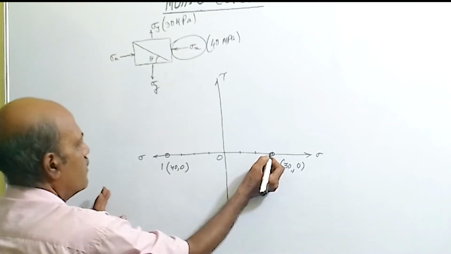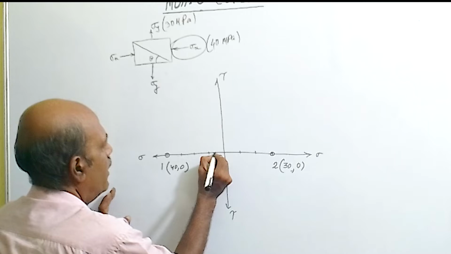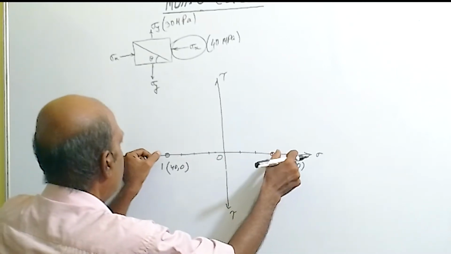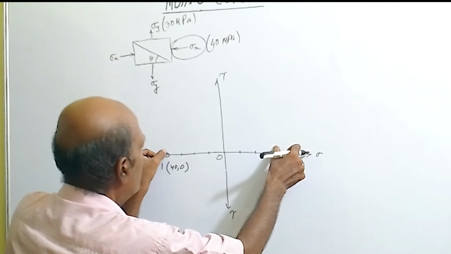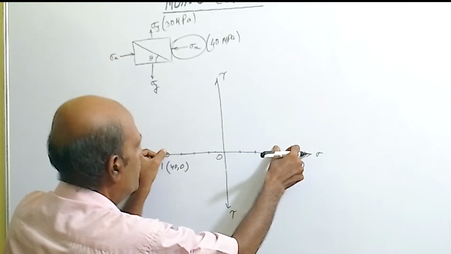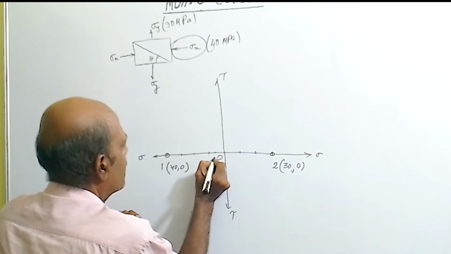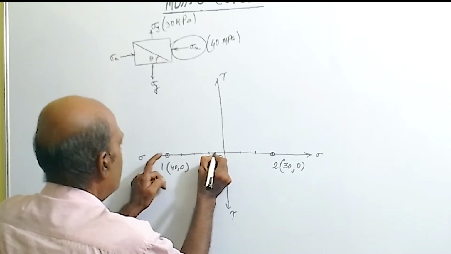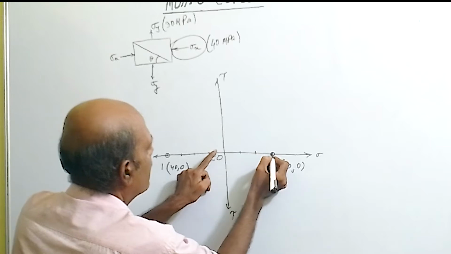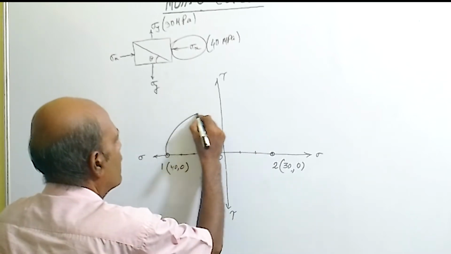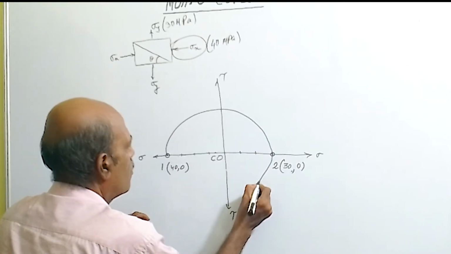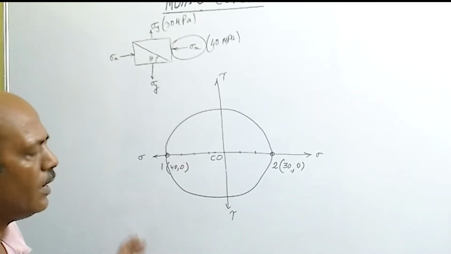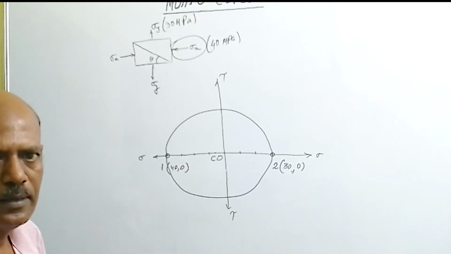Now divide the distance between point 1 and point 2 into 2 divisions. So you will get the center of the Mohr circle here. Now take this one as center and this one as radius, and complete the circle. So if you draw the Mohr circle, you will get this circle. Now we have drawn the Mohr circle.